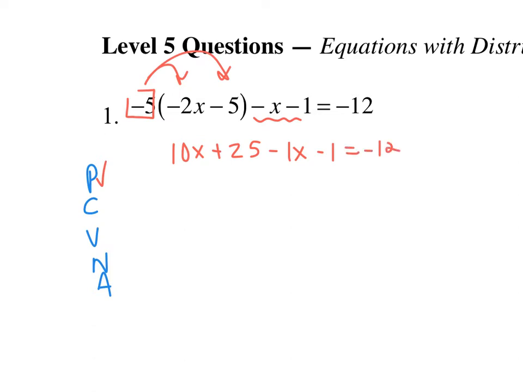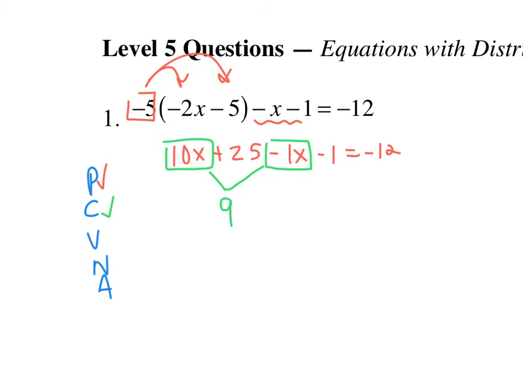I have to ask myself, can I combine like terms? This is where I mean combine only on one side. So I'm going to combine my like terms. My like terms on the left-hand side are a 10x and a minus 1x. I'm going to ask myself what 10x minus 1x is, and 10x minus 1x is 9x. Now I'm going to ask myself, can I combine anything else? You got it. I can combine a positive 25 and a minus 1. 25 minus 1 is positive 24, and that's equal to negative 12.